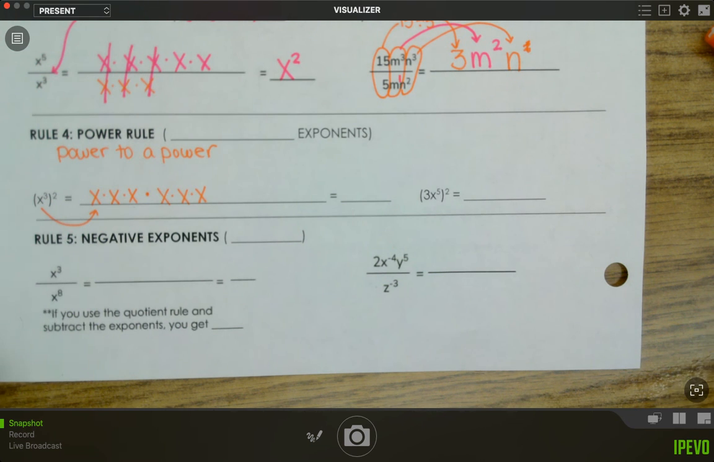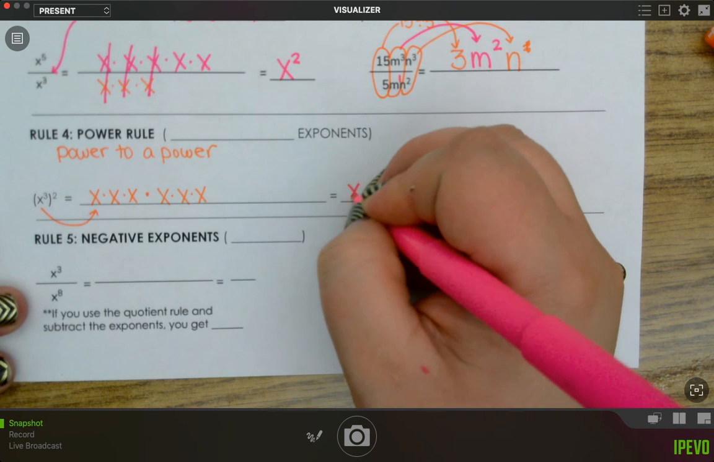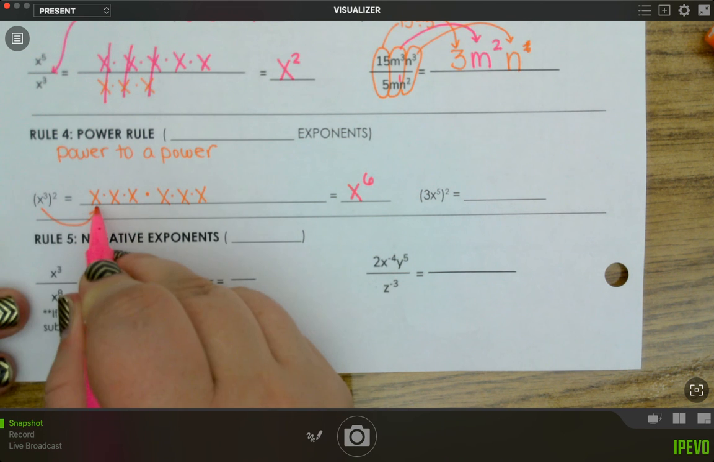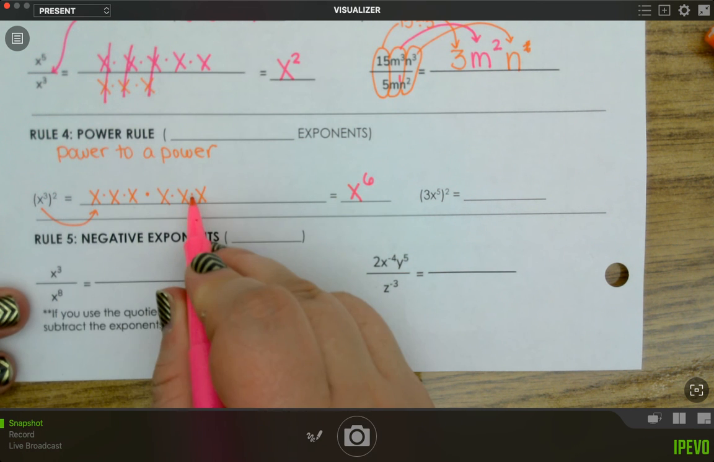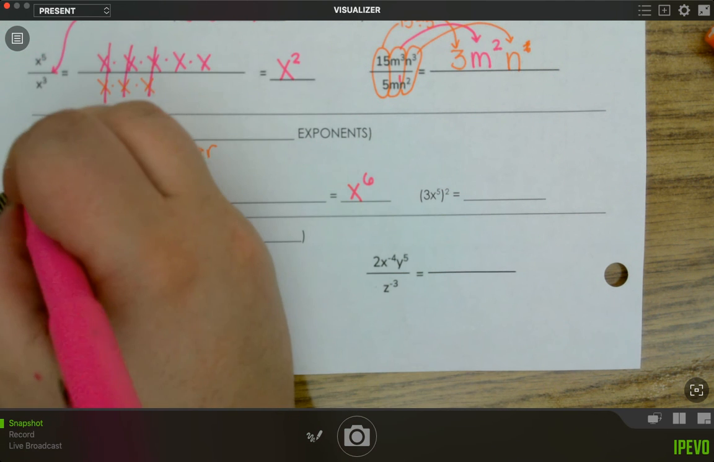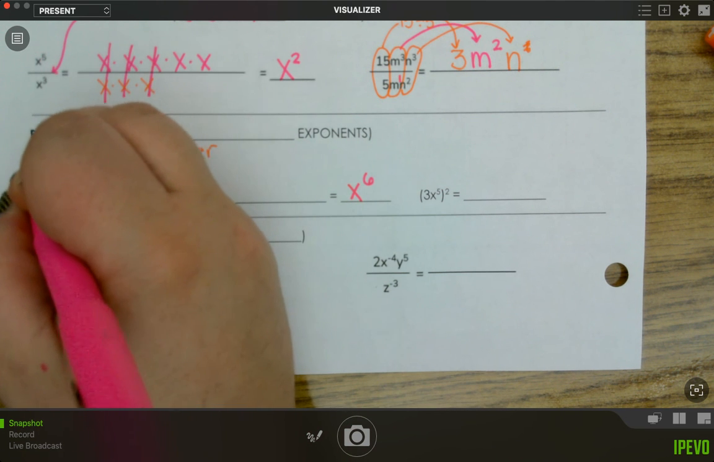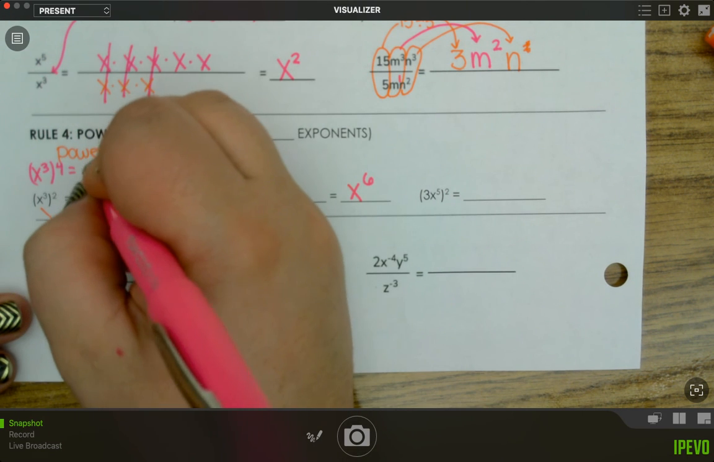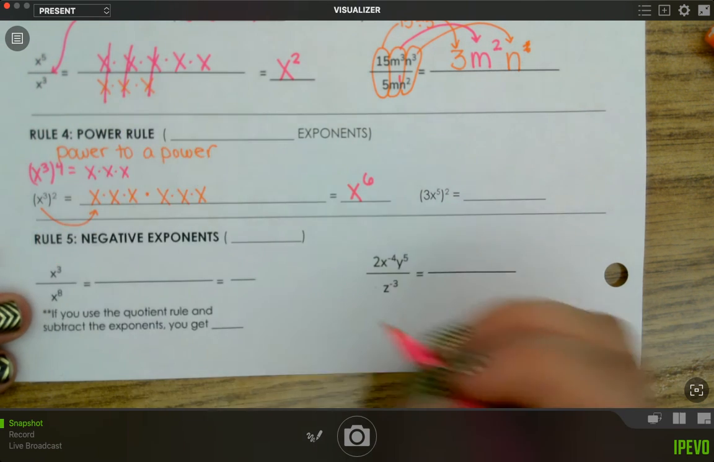Now, how many x's do I have? 6. Because I took my 3 x's from the inside of the parentheses 2 times. Or I'm even going to change this up and say, what if it was x cubed to the 4th? Then you would have those 3 x's 4 times.